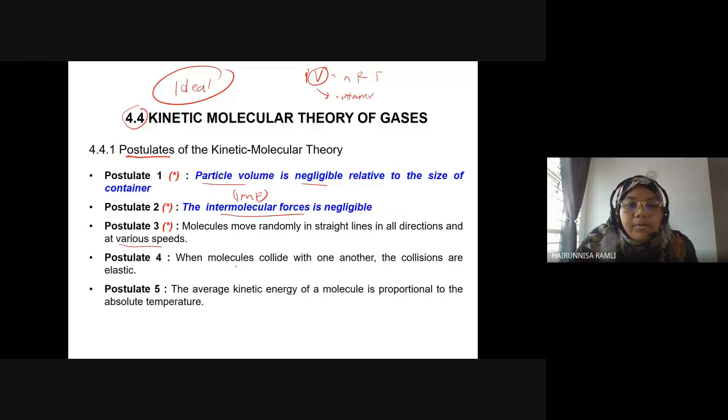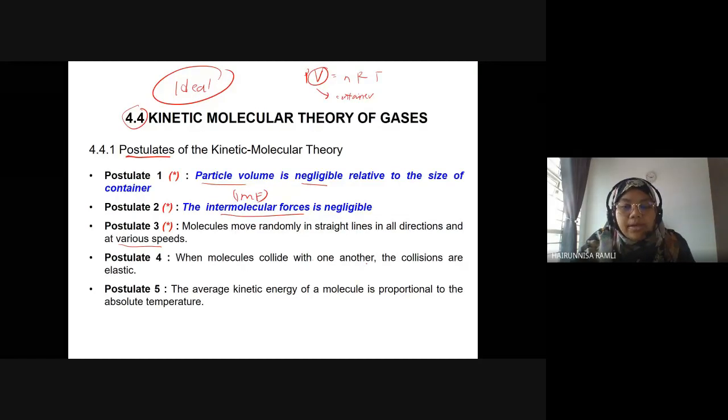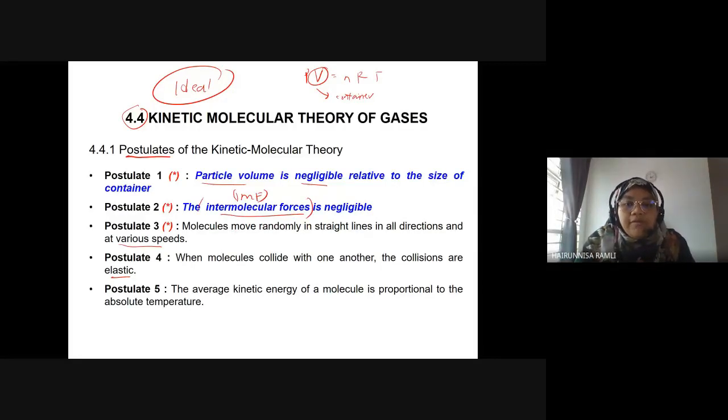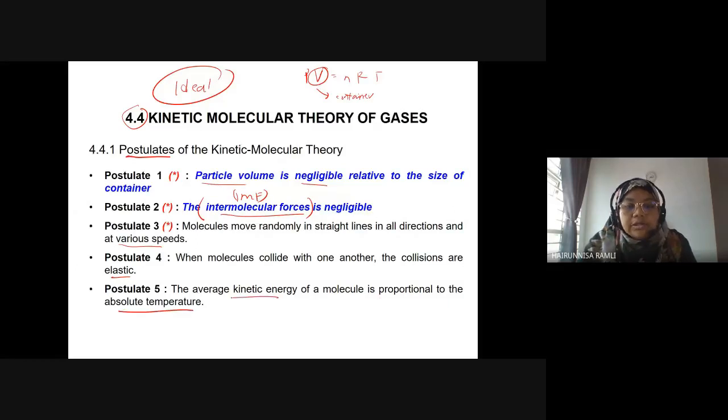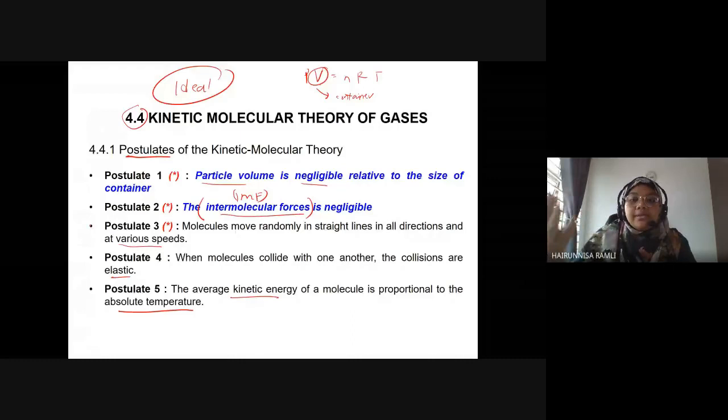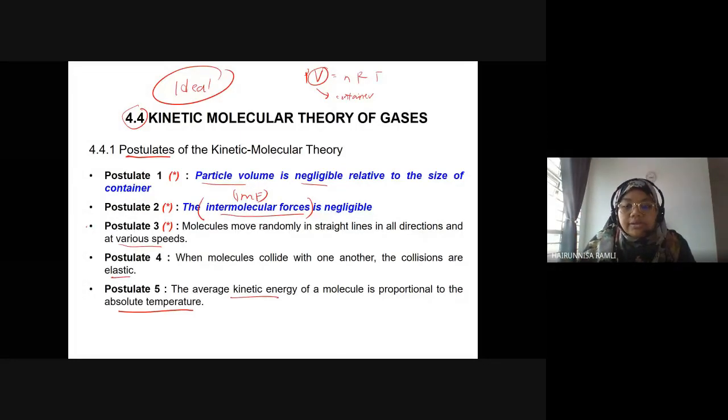Okay. And then postulate number four, when molecules collide with one another, the collisions are elastic. So let's say lah dia berlanggar juga sesama dia, collision tu elastic. Sebab kalau dia tak elastic, akan wujudnya intermolecular forces. Okay, and then postulate number five, the average kinetic energy of a molecule is proportional to the absolute temperature. So of course lah, if you increase the temperature, the kinetic energy also will increase.